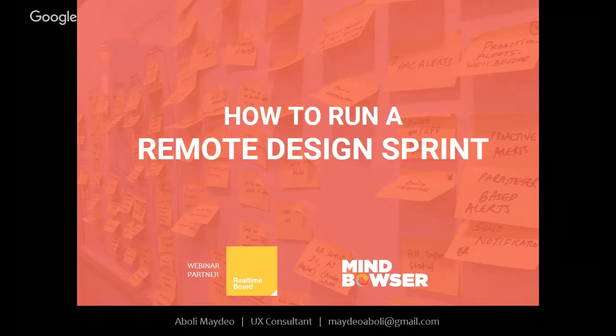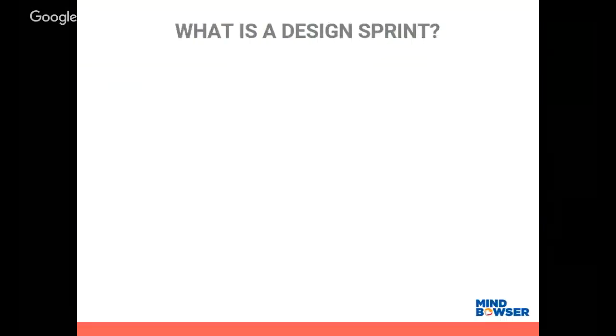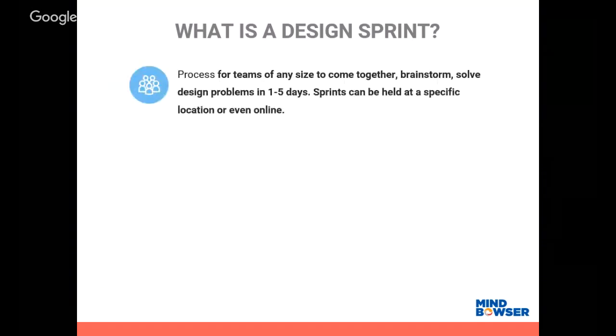So let's quickly recap some content from the last webinar about design sprints. We'll just briefly look at what a design sprint is and then take it from there. So what is a design sprint? A design sprint is really a process for teams to come together to brainstorm and solve design problems in 1 to 5 days. Sprints can be held at a specific location, for example a meeting room or a big conference room, or they can even be conducted online or remotely. And that's what we're going to be talking about today.